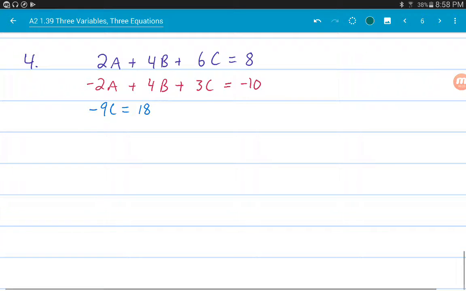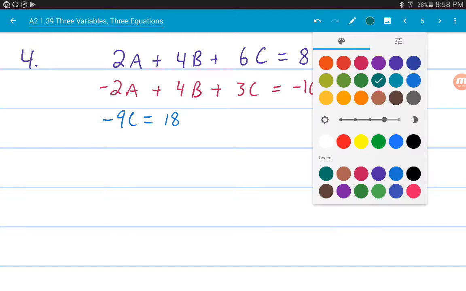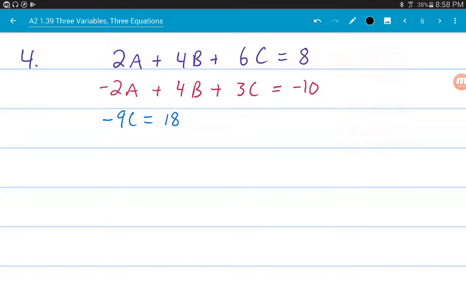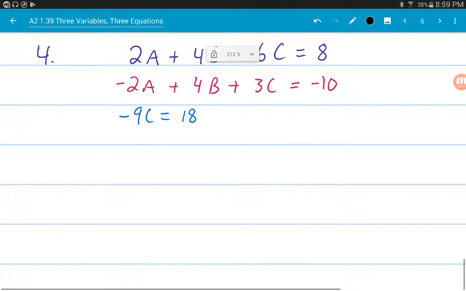Now, question number 4 is a little easy to start off, but it might be tricky depending on what you're expecting to happen. Now, let's remember, our goal is to solve for A and B and C. So we have to solve for one of them first. Oh, wait. I can solve for C right off the bat. So look what happens here.